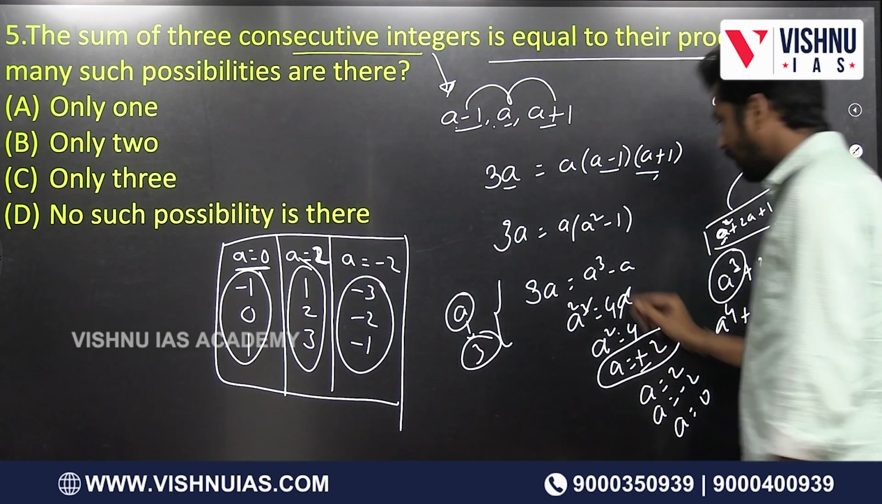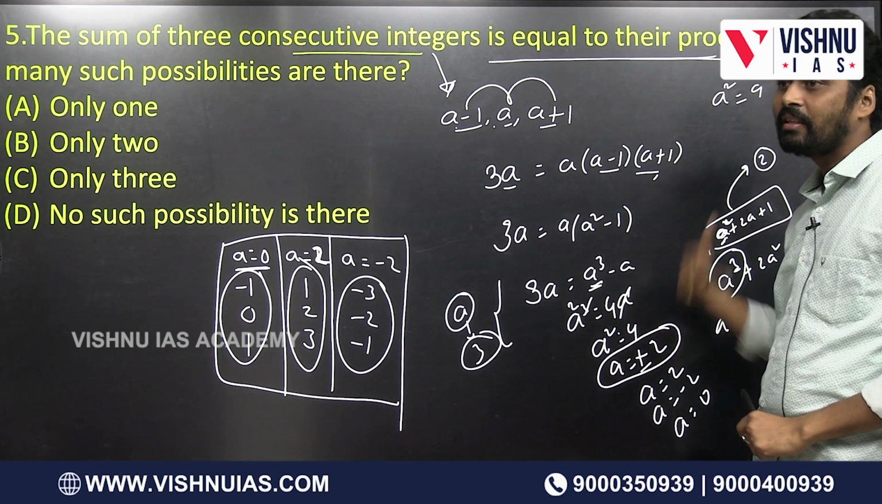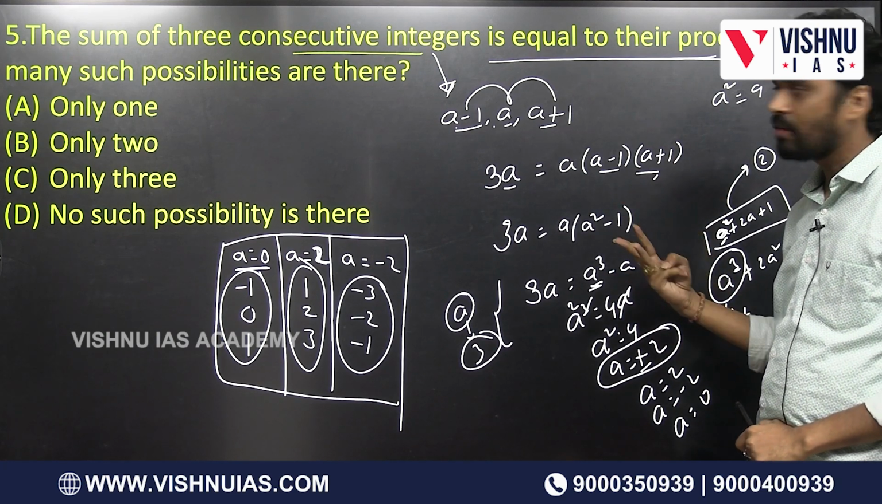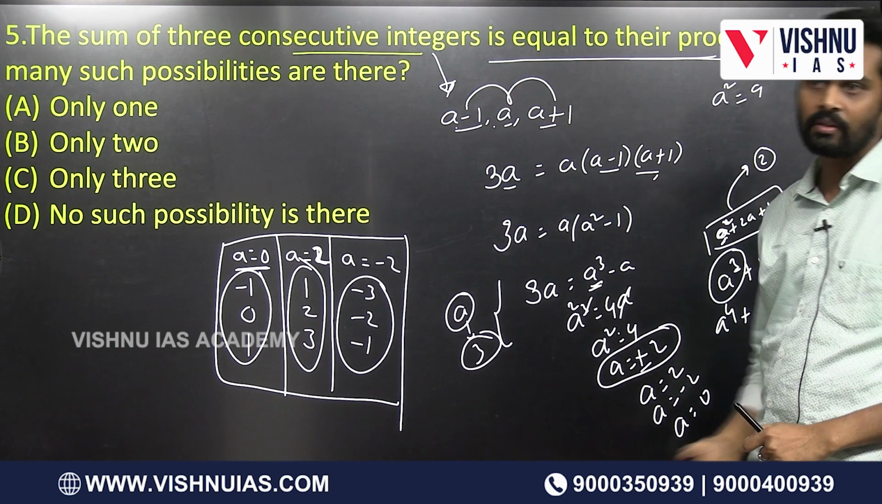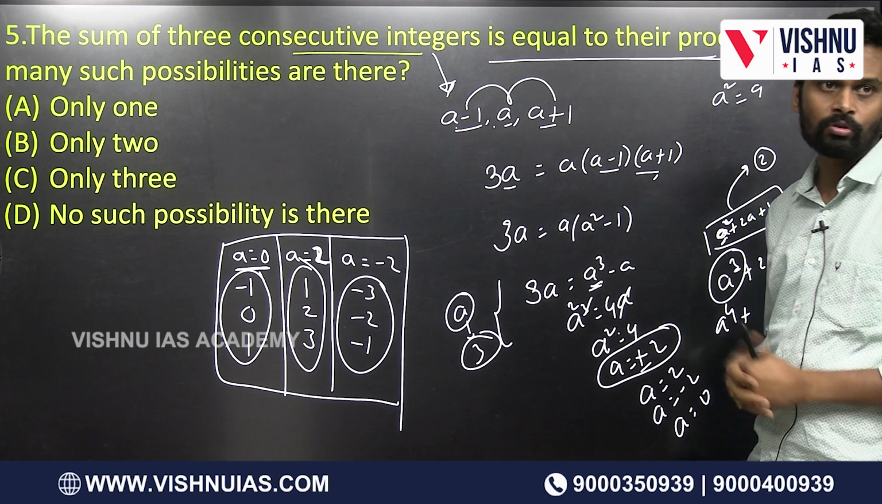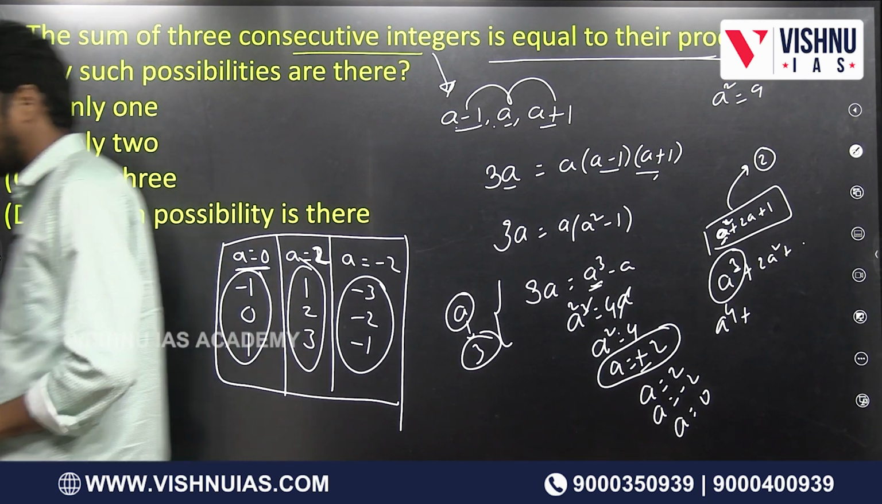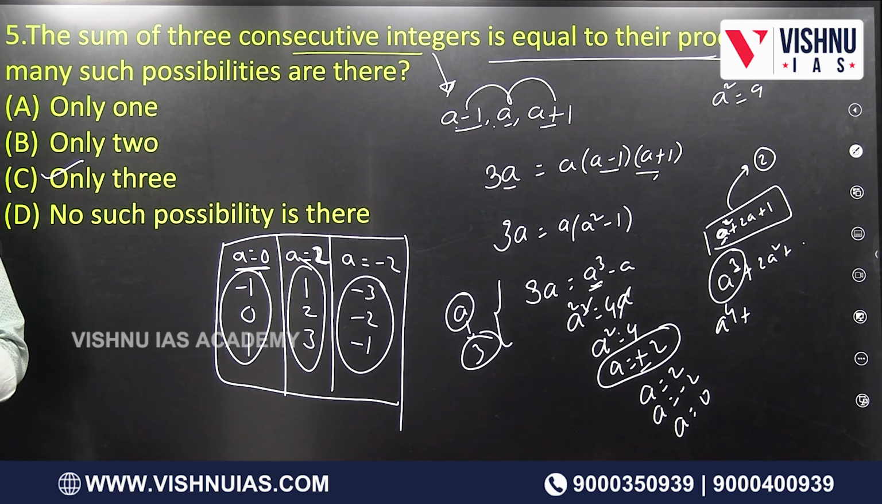Since the maximum power here is a cube, we think logically: a will get 3 values, right? So obviously the answer should be 3. If we get an equation with power 4, we will have 4 solutions. Okay. So how many such possibilities are there? Only 3. So whenever the word consecutive is given, we will take the numbers as a minus 1, a, a plus 1, so that we can cancel out the numbers. Okay. Consecutive numbers. Of course this concept will be discussed in the averages topic also.